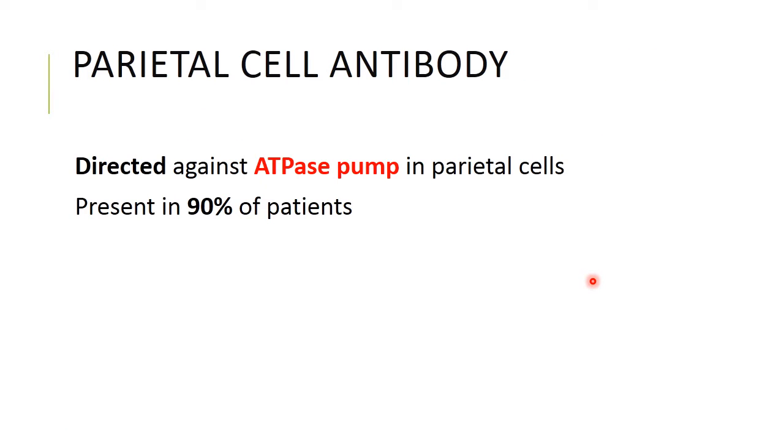The second type of antibody is known as the parietal cell antibody. These antibodies are produced against the parietal cell, and they are directed against the ATPase pump in the parietal cells. This ATPase pump is present in almost all cell membranes. Against this pump these antibodies are directed, and this is seen in 90% of the patients.